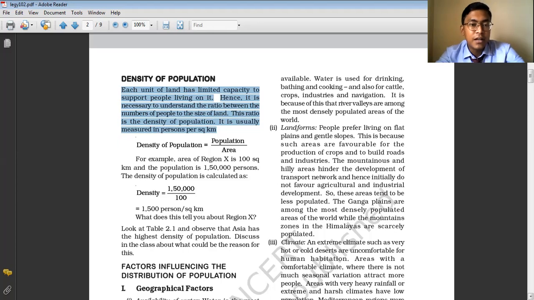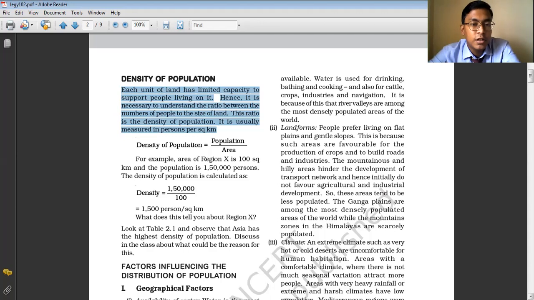Every particular area has its own capacity to support a certain number of people. For example, a particular area has some limited resources, and these can sustain only a limited number of people. But if more people live in that area, what will happen? More pressure will be there on the available resources, and resource depletion will take place. So, to understand the distribution of the population according to the availability of land, the density of population is mainly found out.